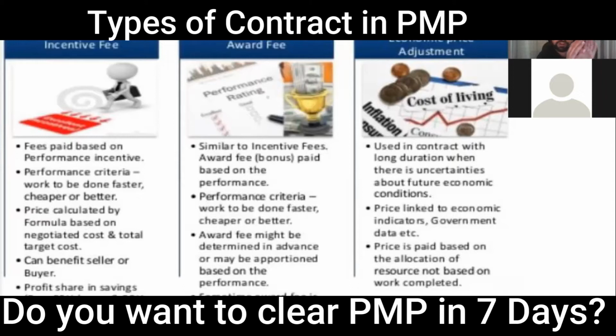So if you are doing fixed price incentive fee, the risk on the seller is decreasing. If he can do better work, he is getting more amount. You are basically sharing the profit in between.